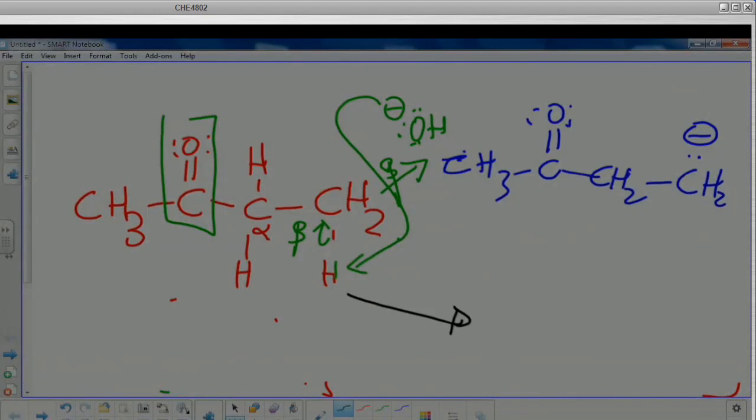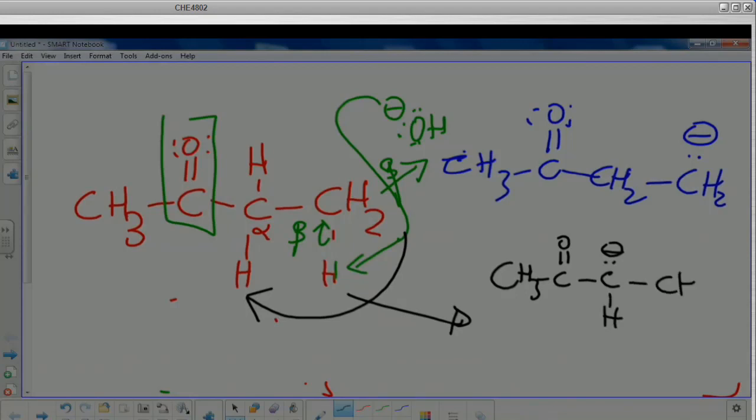Now let me write it in black. When it has abstracted the alpha one, what you're going to have is CH3, CO, and then C negative H, the other H, CH3. We agree? Do we agree that this is what you'll get? Yes. You wanted me to write it this way.